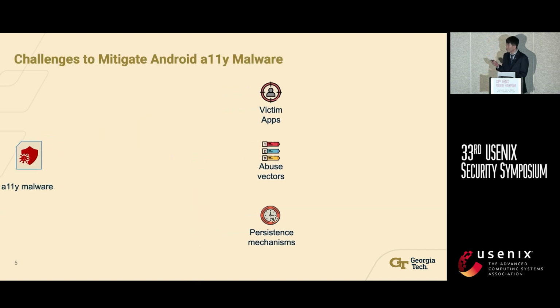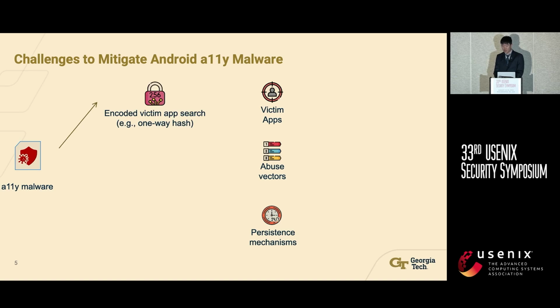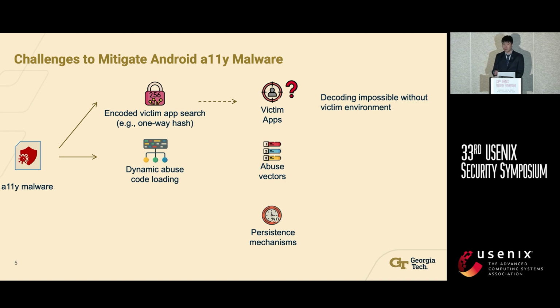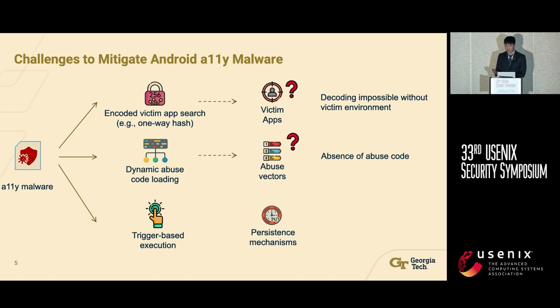However, getting all those three pieces of information is very challenging because Ally malware usually adopts encoded victim app searches, for example, one-way hash functions, which makes it impossible to decode without a correct victim environment. They also usually adopt dynamic code loading techniques so that the abuse code you try to analyze may not even be there at the start of the analysis. And they also adopt trigger-based execution so that the extraction of persistence mechanisms might be incomplete.